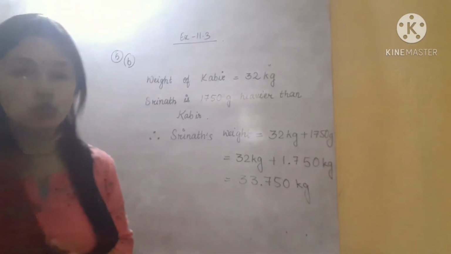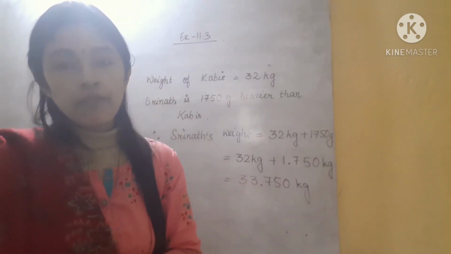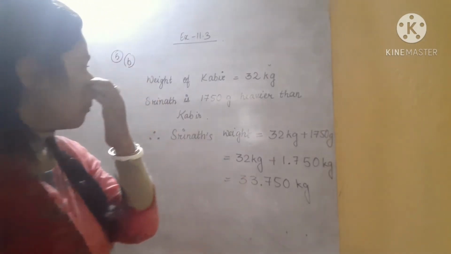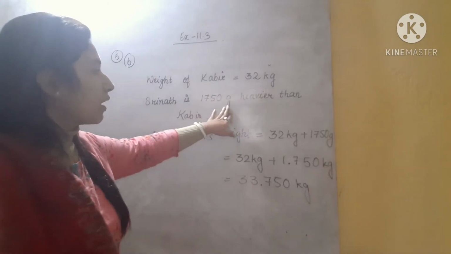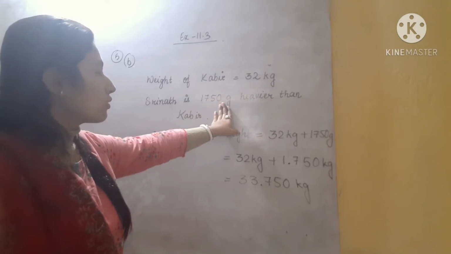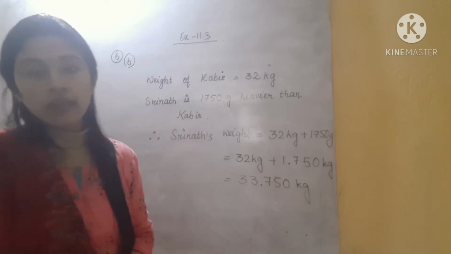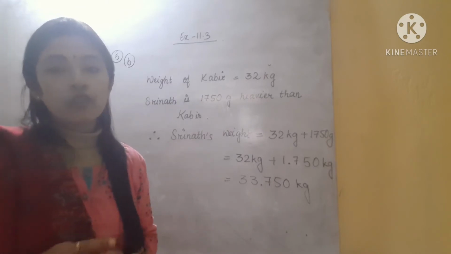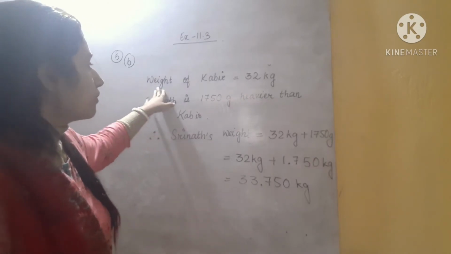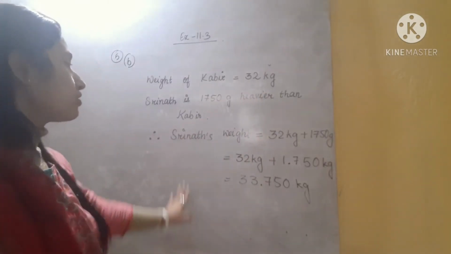In number B there are 2 persons, one is Srinath and the second one is Kabir. The weight of Kabir is given, and it is given that Srinath is 1750 gram heavier than Kabir. That means the weight of Srinath is more than Kabir. Now we have to find the weight of Srinath. The weight of Kabir is given in kilogram, that is 32 kg.